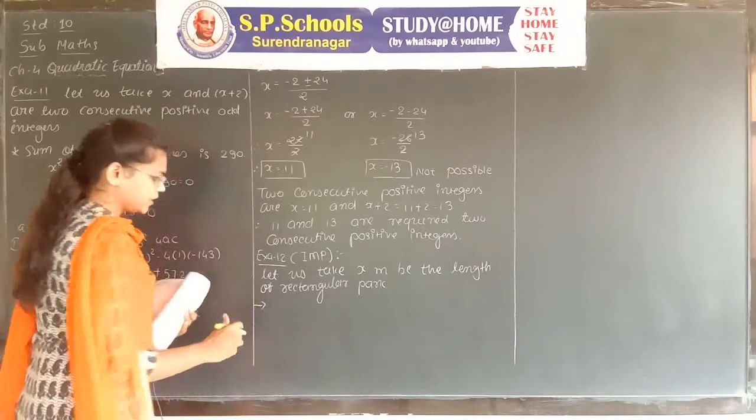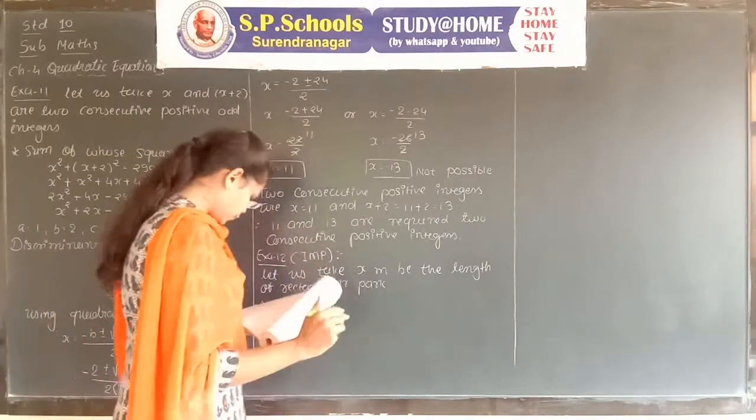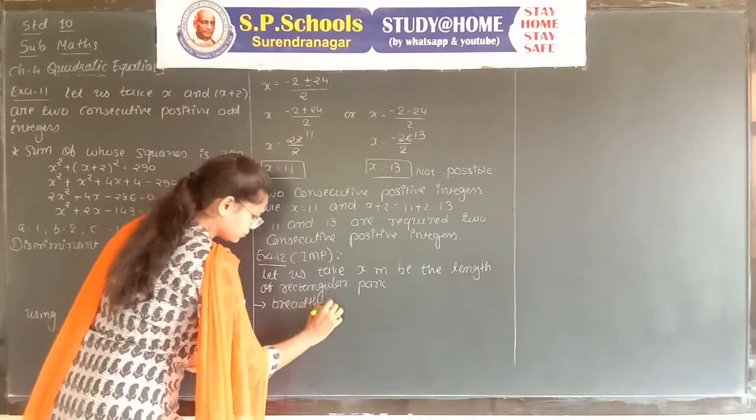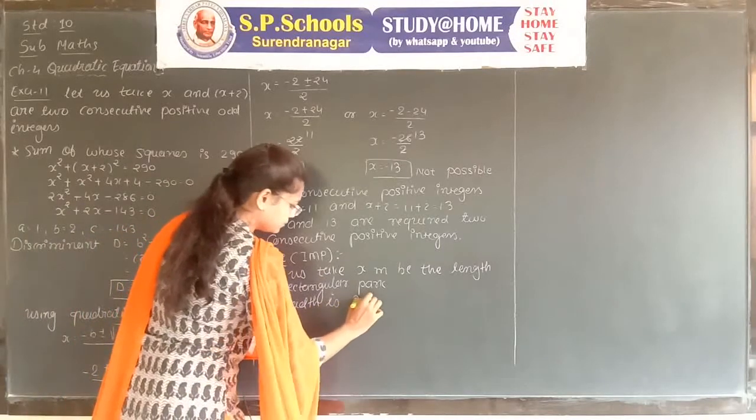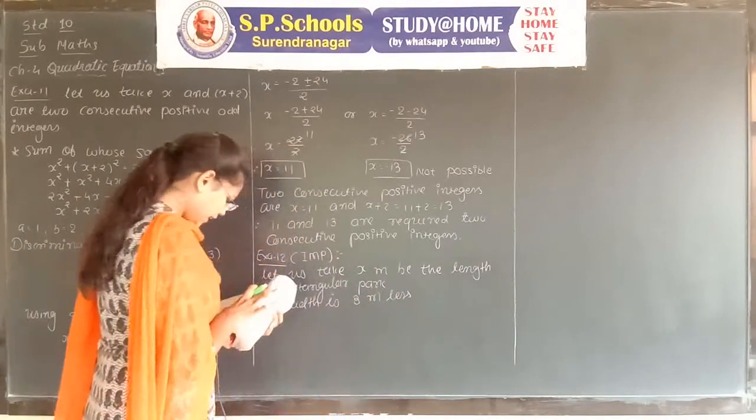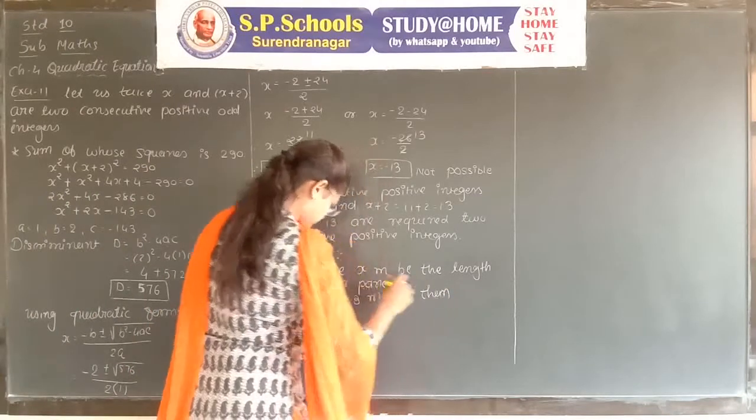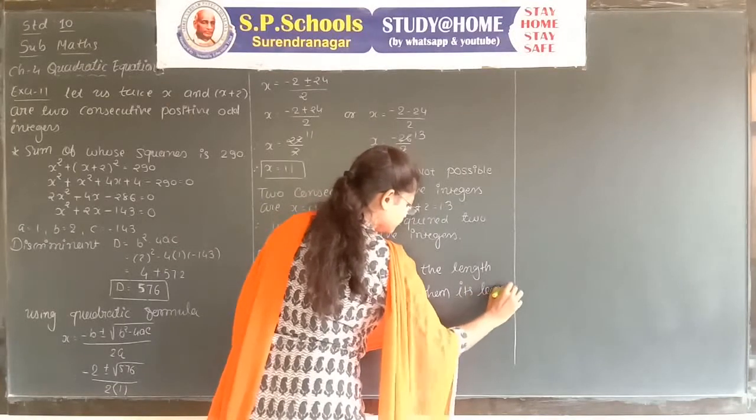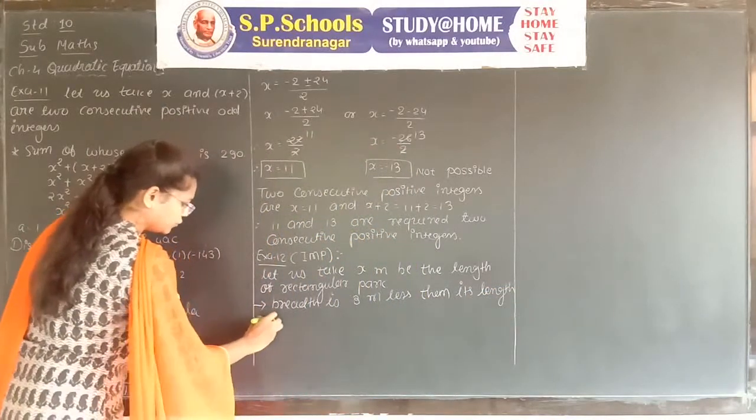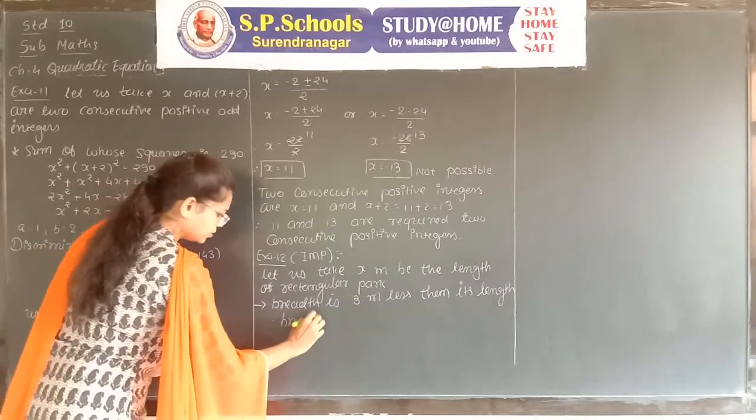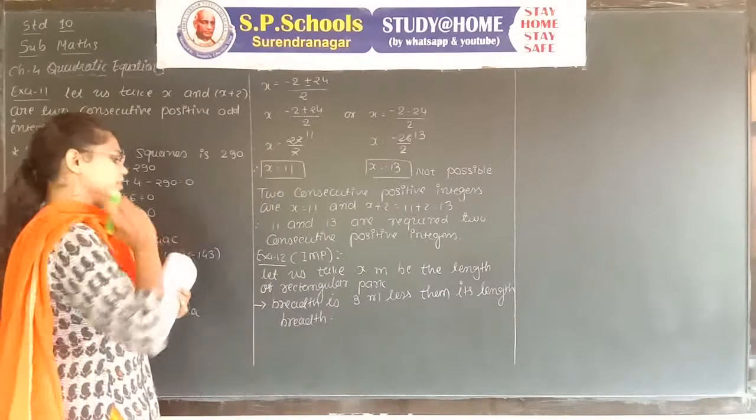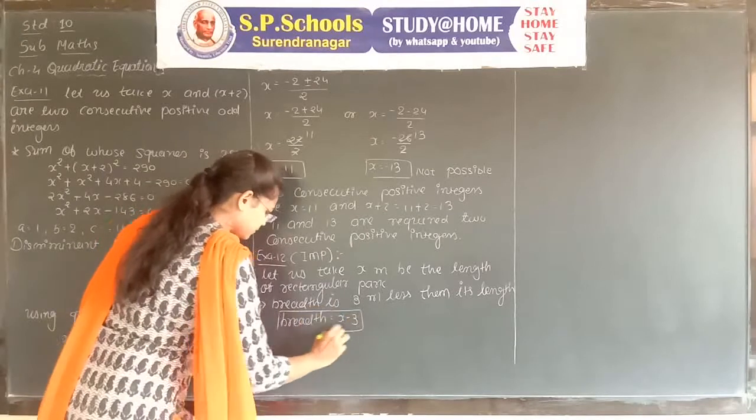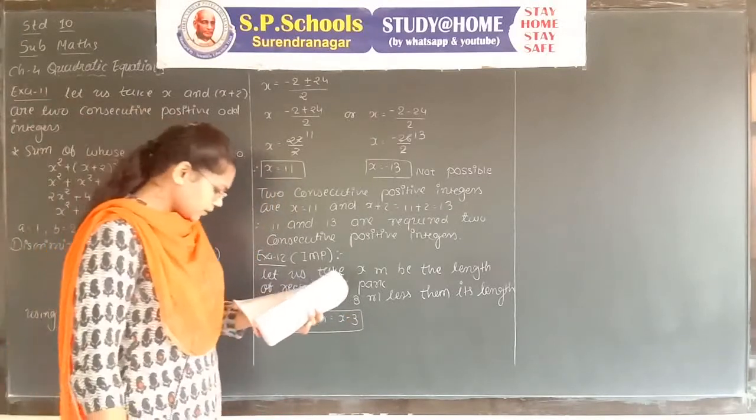Now according to the first sentence, first we obtain the breadth. Breadth is 3 meter less than its length. Therefore, breadth is equal to 3 meter less than its length, which is x minus 3. It is the breadth of the rectangular park.